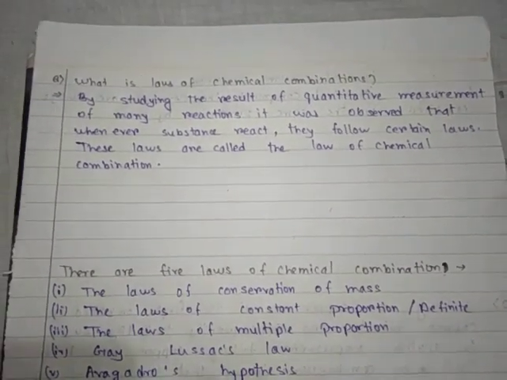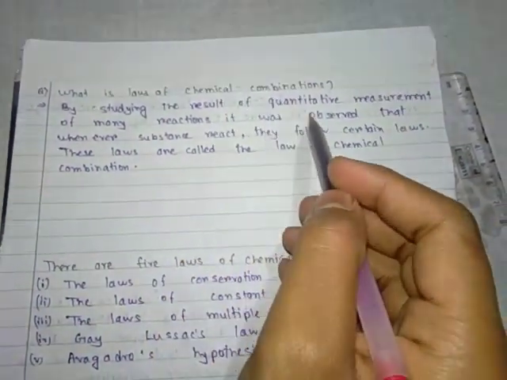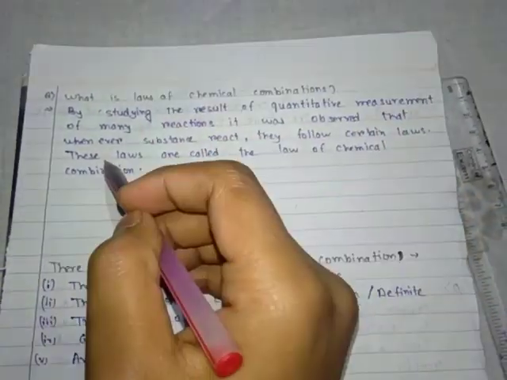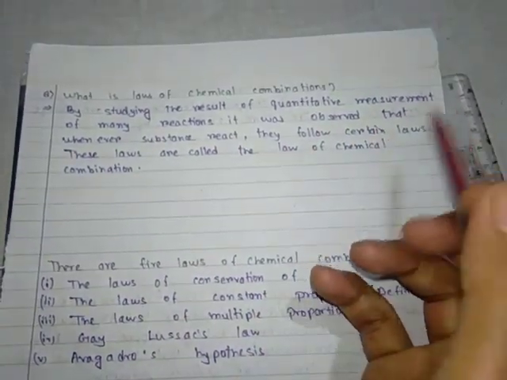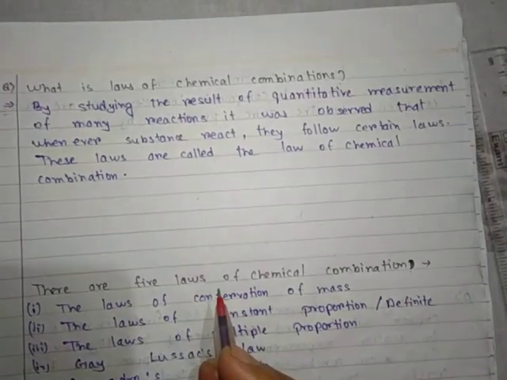Today we will discuss the laws of chemical combination. These laws were given by Antoine Laurent Lavoisier. By studying the results of quantitative measurements of many reactions, it was observed that whenever substances react, they follow certain laws. These laws are called the laws of chemical combination.